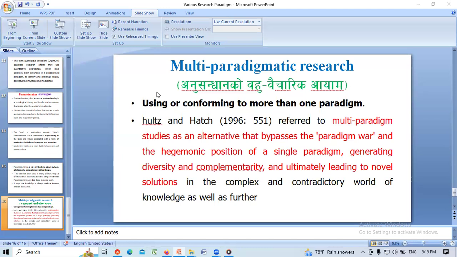Multi-paradigm research is the using of, or conforming to, more than one paradigm. Referred to as multi-paradigm studies, it bypasses the paradigm war and the hegemonic position of a single paradigm, generating diversity and complementarity and ultimately leading to novel solutions in the complex and contradictory world of knowledge.